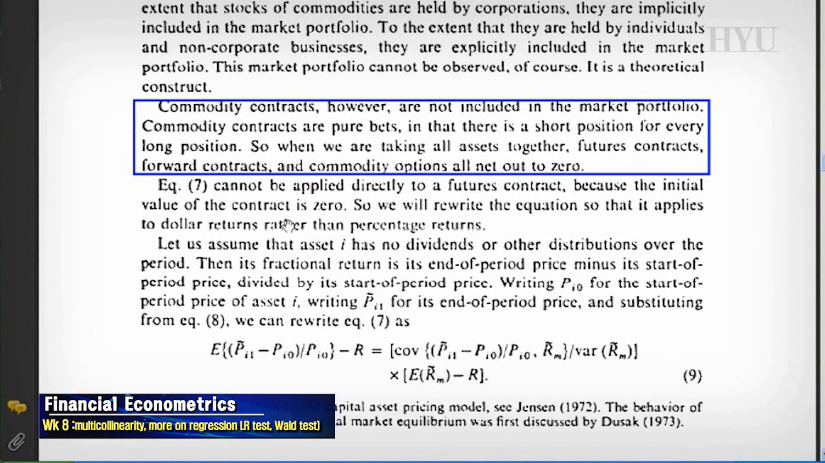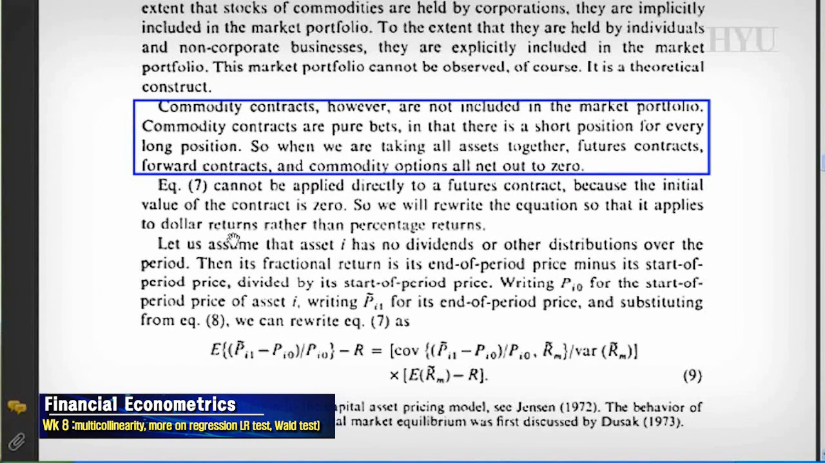So let us assume that asset I has no dividend. It cannot be applied because the initial value is 0, so we will rewrite the equation so that it applies to dollar return rather than percentage return. Because the denominator is 0, we need a formula for dollar return instead of percentage return. Yes, the initial value of the contract is 0 because there is no cash flow when the contract is made.